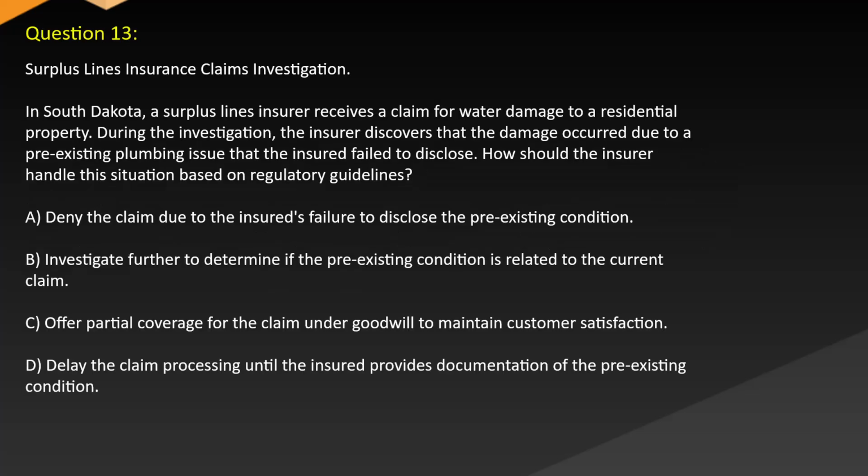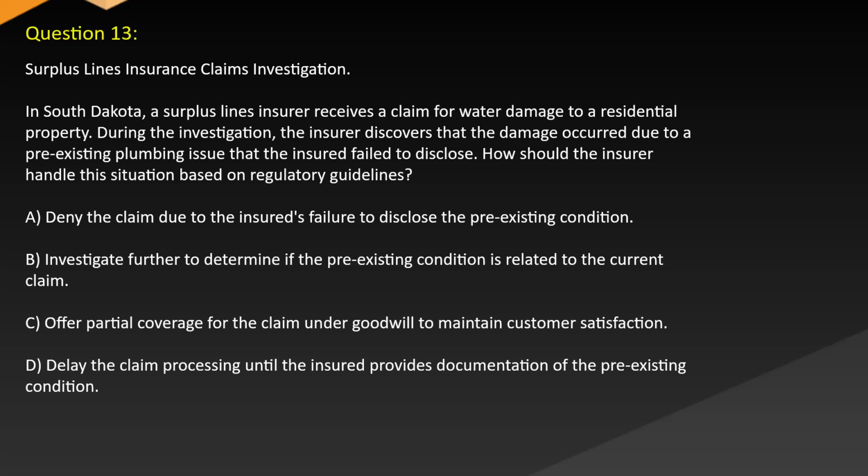Question 13. Surplus lines insurance claims investigation. In South Dakota, a surplus lines insurer receives a claim for water damage to a residential property. During the investigation, the insurer discovers that the damage occurred due to a pre-existing plumbing issue that the insured failed to disclose. How should the insurer handle this situation based on regulatory guidelines?